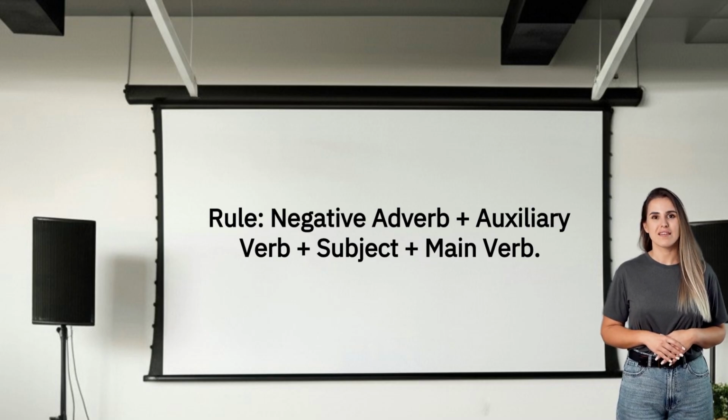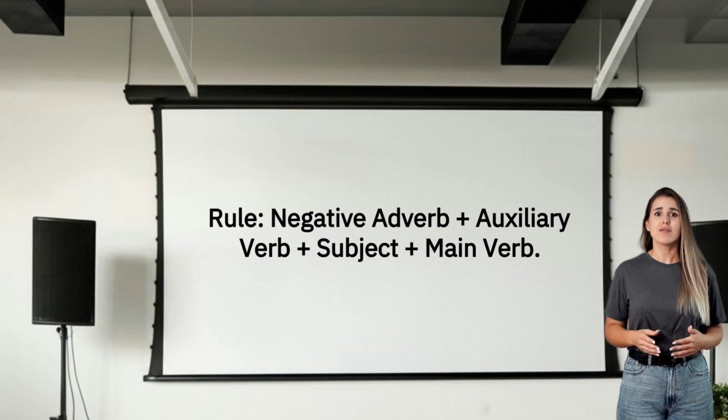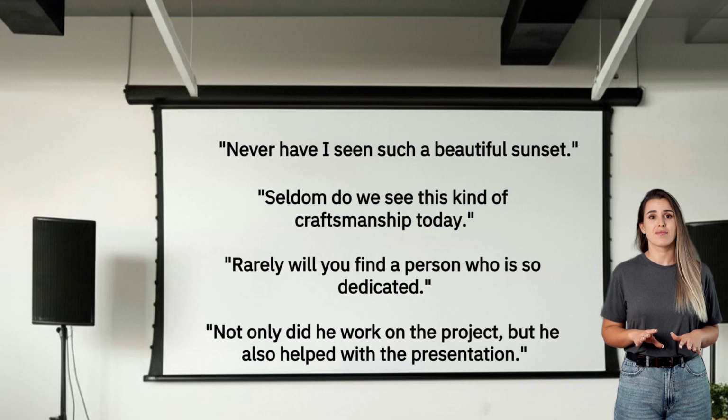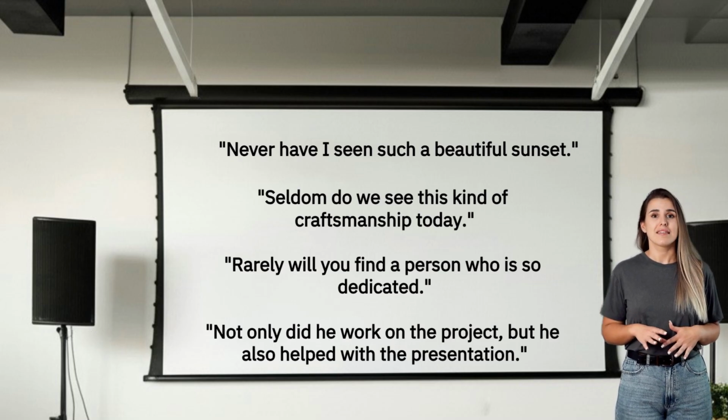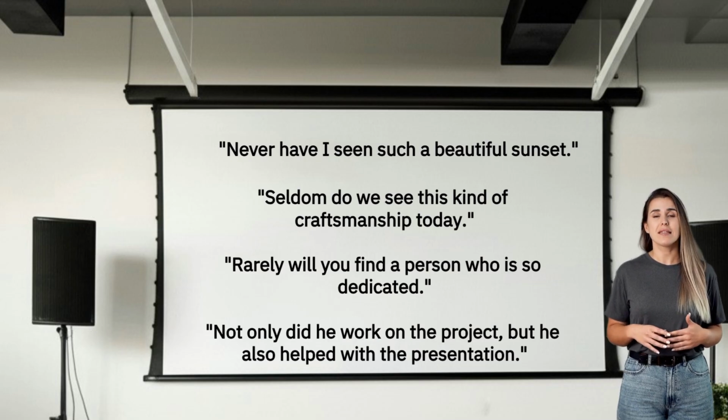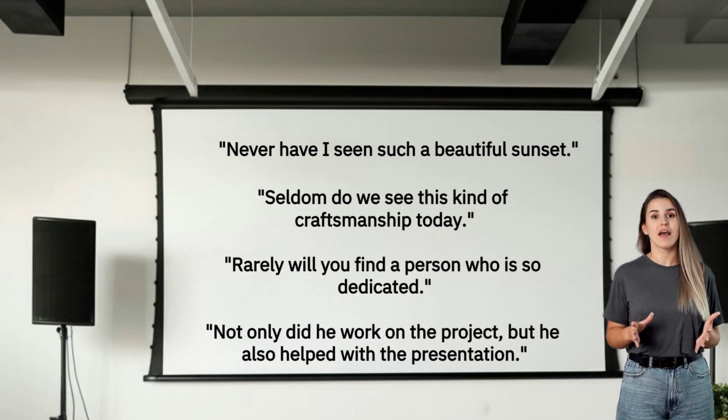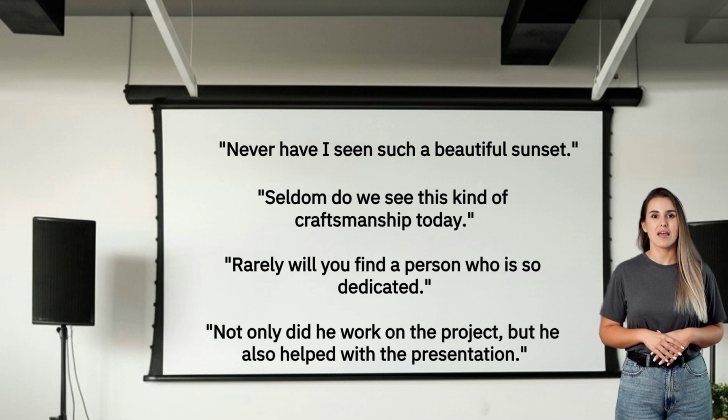Rule: negative adverb plus auxiliary verb plus subject plus main verb. For example, instead of saying, "I have never seen such a beautiful sunset," a more emphatic, formal way to say it is, "Never have I seen such a beautiful sunset."